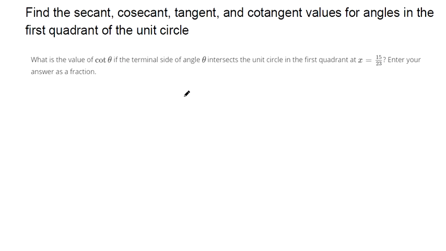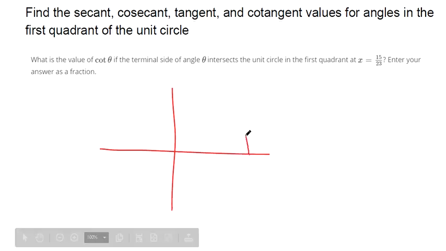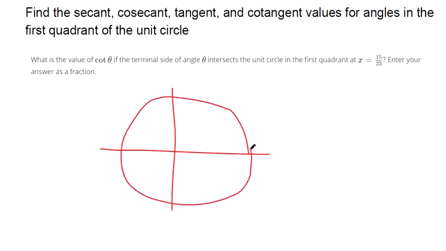What is the value of cotangent if the terminal side of angle theta intersects the unit circle at x equals 15 over 23, and it says the first quadrant. So that means it's somewhere like this, where the x coordinate is 15 over 23. So I don't know the y coordinate. Oops, it should intersect right here. But I do know that it's in the unit circle, so the hypotenuse is 1.